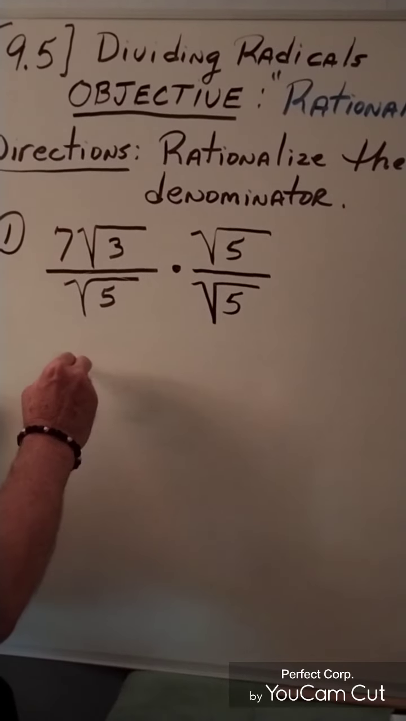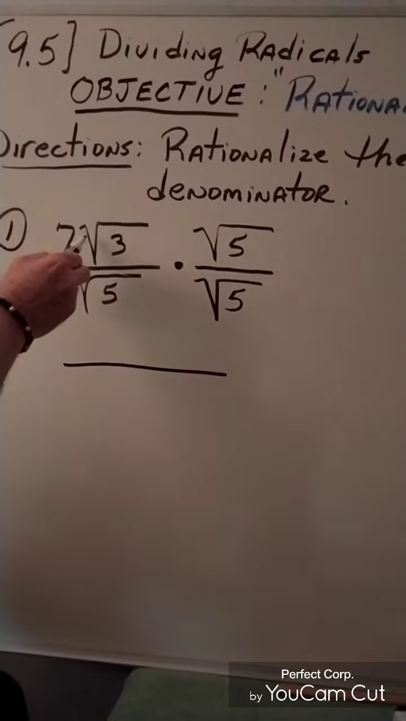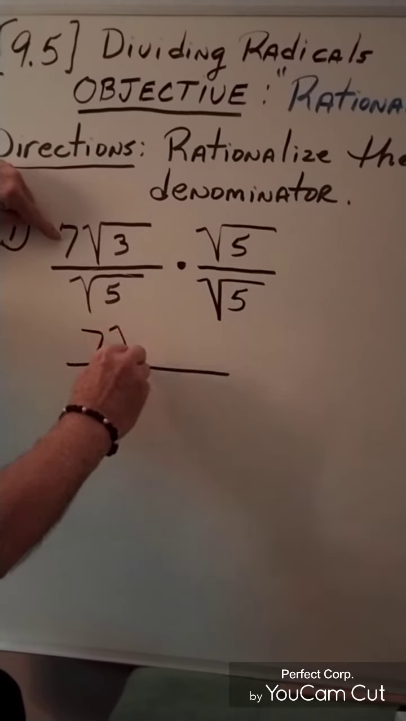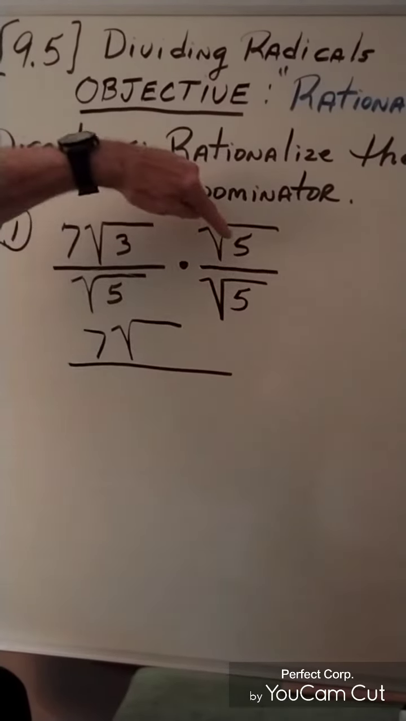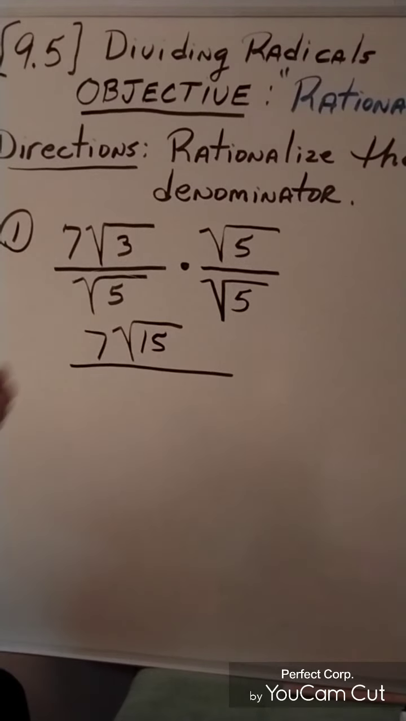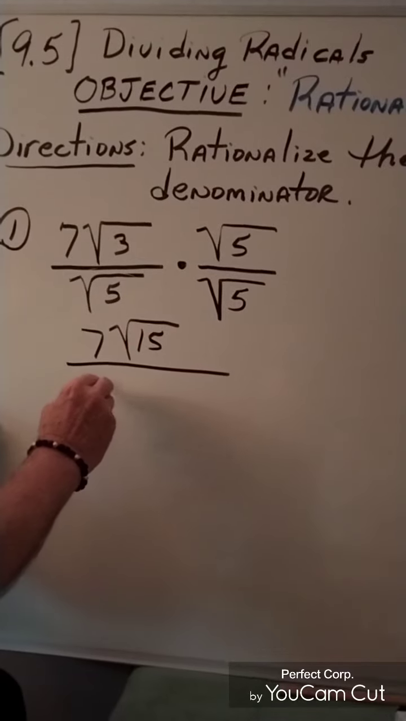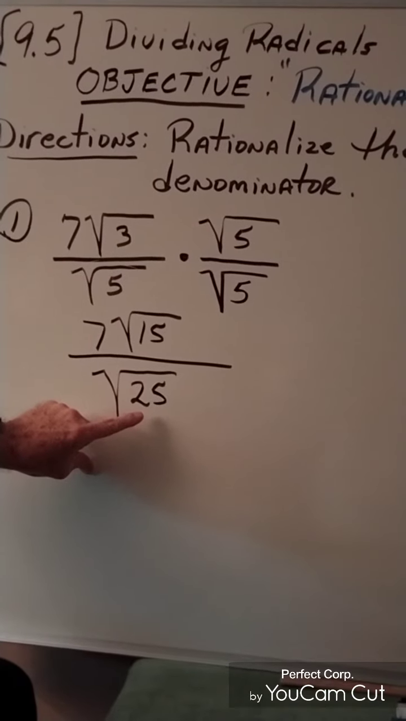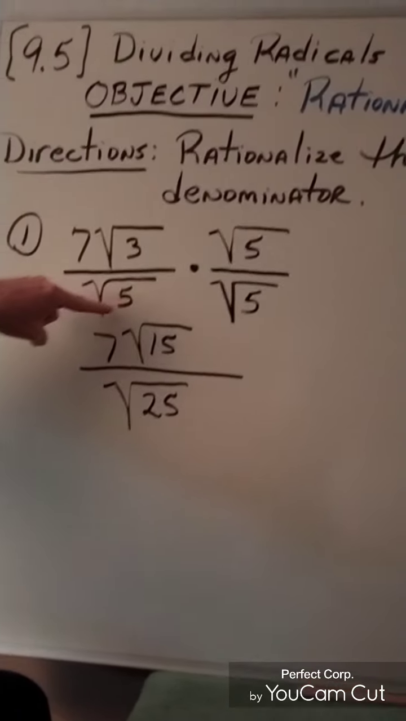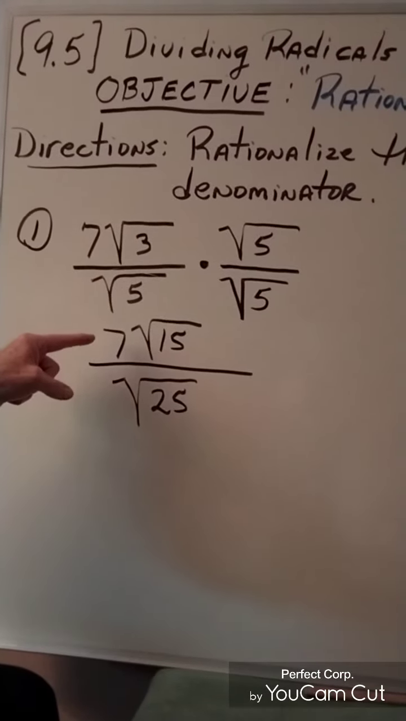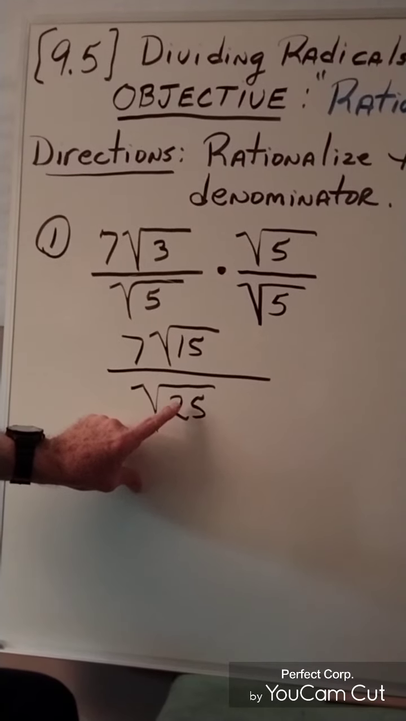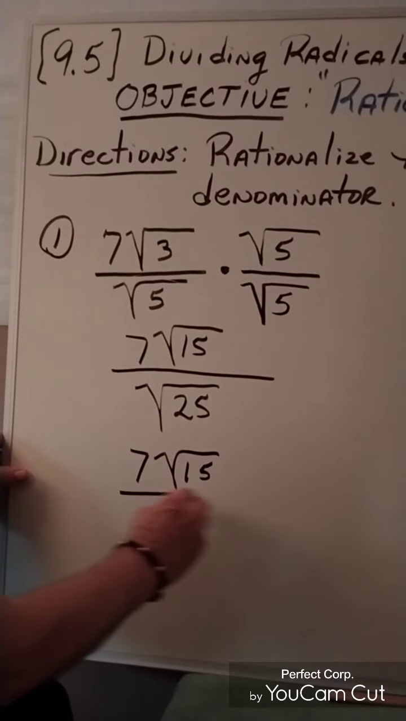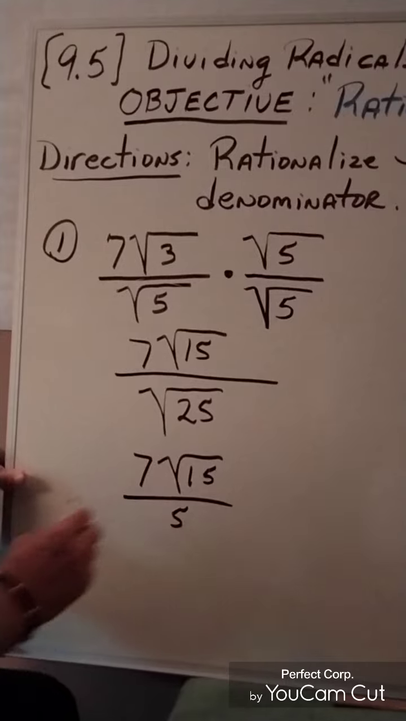So let's come down with one brand new fraction bar. And let's multiply the two numerators together, and we'll have 7 multiplied by the radical of 3 times 5, or 15. The bottom, if we multiply those two radicals together, we'll get the radical of 25. We have done the task of taking this original denominator and rationalizing it. We have now made it become a rational number. So we leave the numerator as it is, and the radical of 25 will become 5.